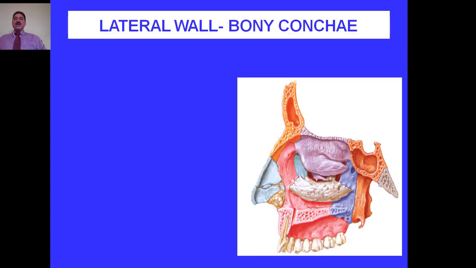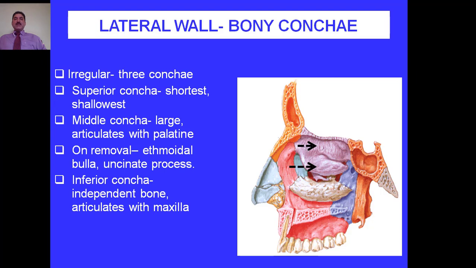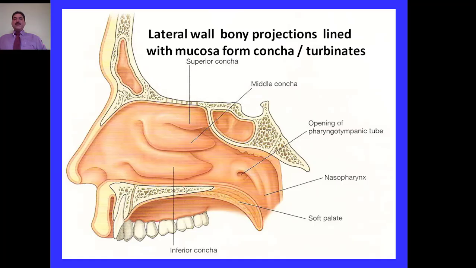Lateral wall of each nasal cavity is irregular and presents three conchae. Lateral wall of the nose presents three bony projections called conchae. Superior concha is shortest and shallowest. Middle concha is a large concha, articulates with the palatine bone. Inferior concha is an independent bone, articulates with the maxilla. These bony projections lined with mucosa form conchae or turbinates. So there are three turbinates: superior, middle, and inferior.